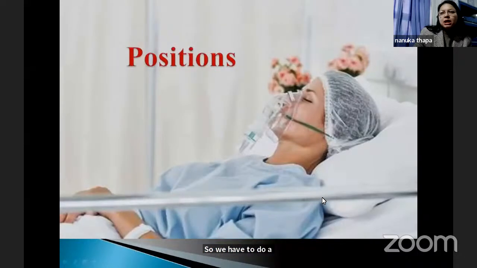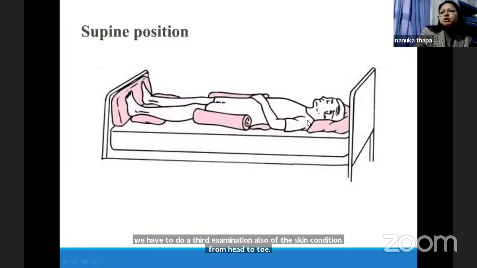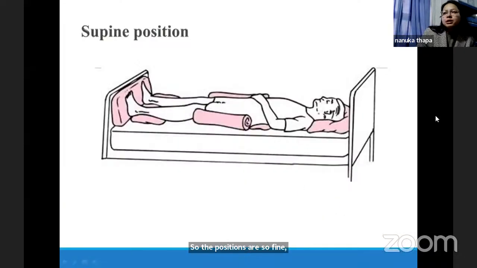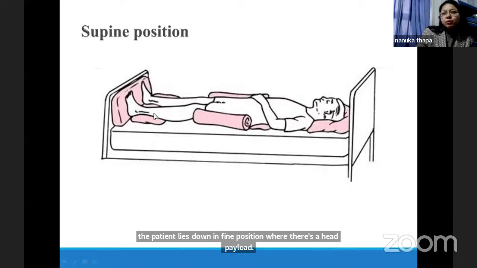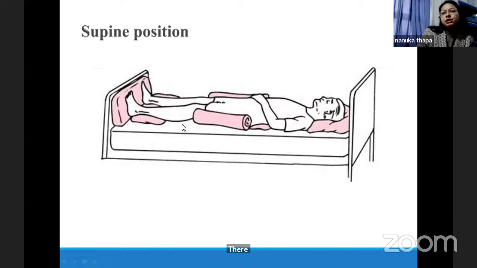So the positions are supine position. So here we see the patient lying down in supine position where there's a head pillow. There, the hand rest and also a pillow in the knee region, lifting these pressure areas to prevent any pressure source.